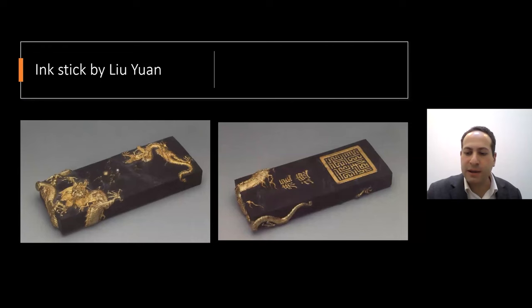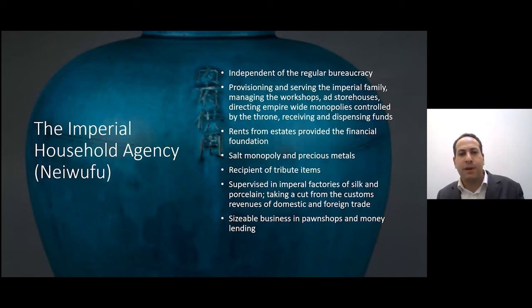And now the Imperial Household Agency is really important for understanding art and art objects in this time. They are the ones that really make everything. They make all the imperial porcelain and lacquer. They are independent of the regular bureaucracy. They provision and serve the imperial family, managing the workshops and storehouses, directing the empire-wide monopolies.